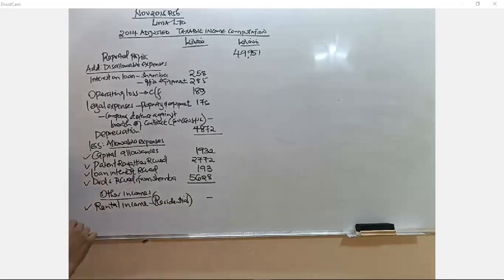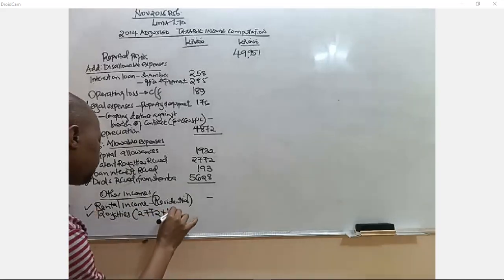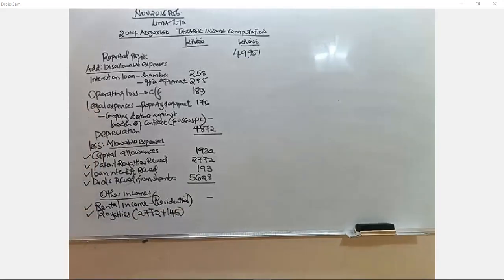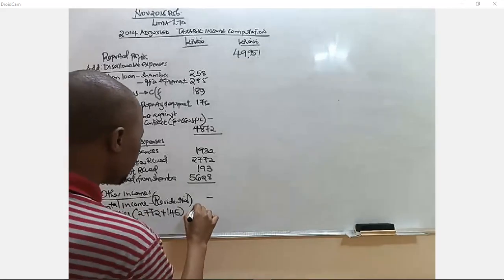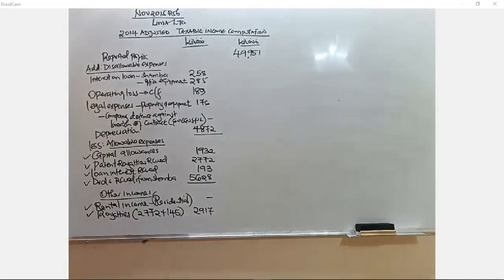There are royalties, which I have seen being talked about. There are some notes which I will also share with you to read much more about the royalties. They have the withholding tax at the rate of 5%, you know very well it is not final. The one we were given in the income statement was 2772. Then we are told there were other royalties of 145 that were not included, so you can include them now. So it will be 2772 plus 145. We are getting 2917.